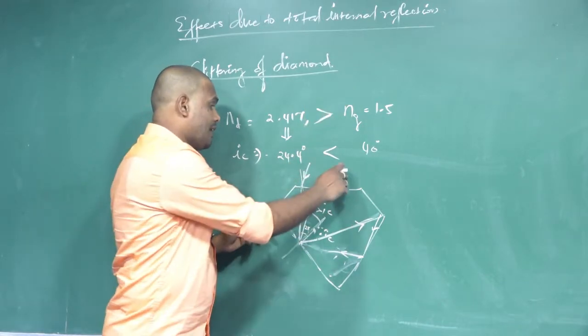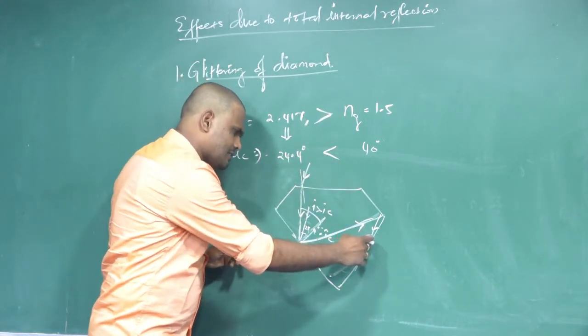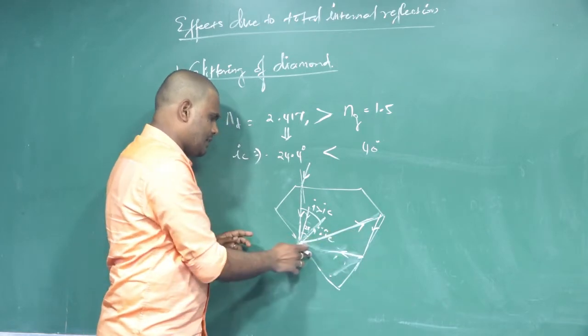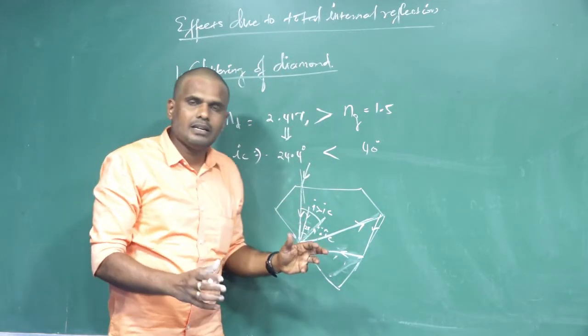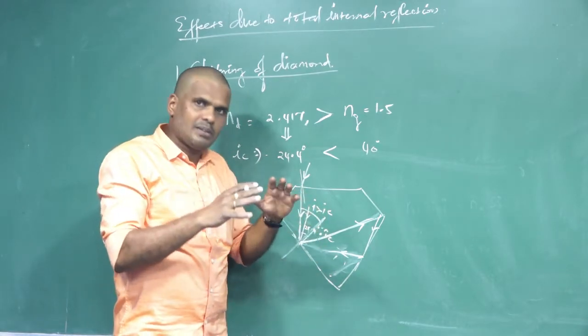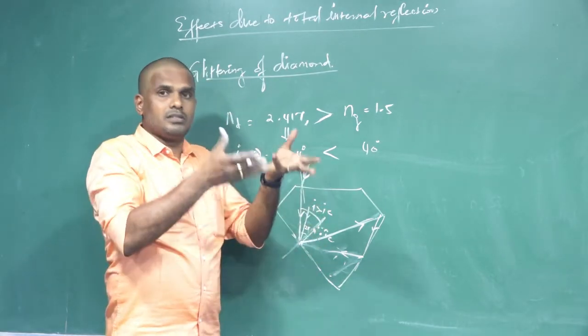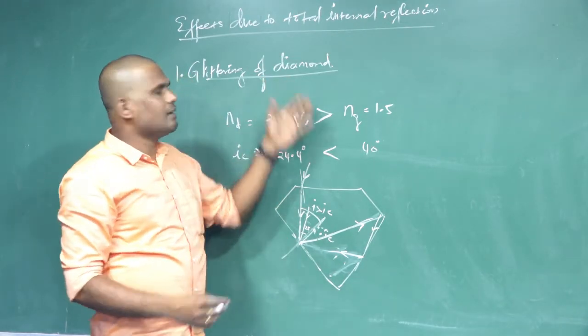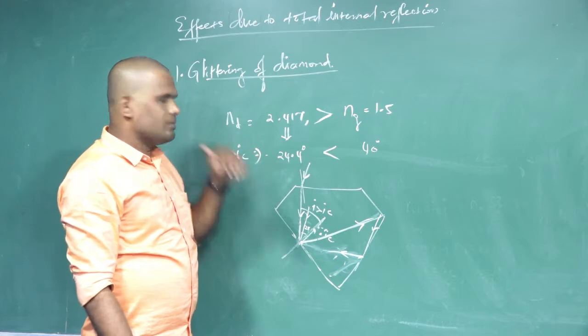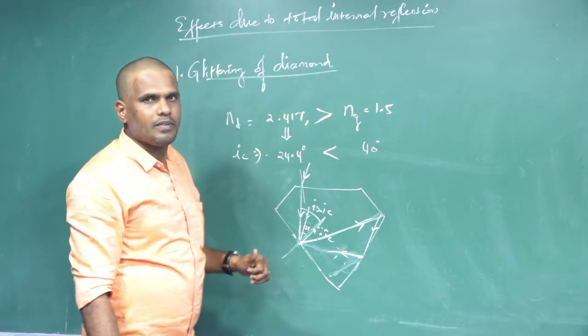In the same way, if light is incident from another direction, it will be incident on this phase and then get reflected over here and then emerge out. So the simultaneous reflections which are taking place at many phases of the diamond emerge out. It appears to glitter. It appears to shine. So the glittering of diamond is due to the effect of total internal reflection.